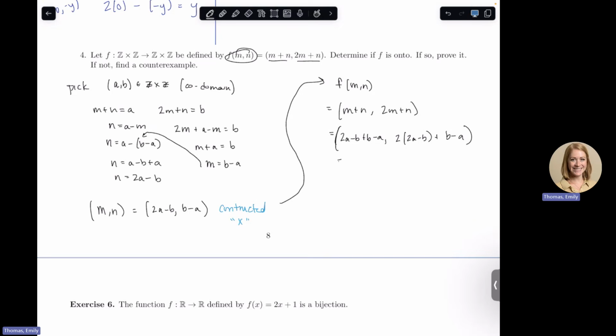Well, let's see if we get (A, B). We did, huh? Negative B plus B goes away. 2A minus A is A. Woohoo! I have 4A minus 2B plus B. Uh-oh. Minus A. Did I?